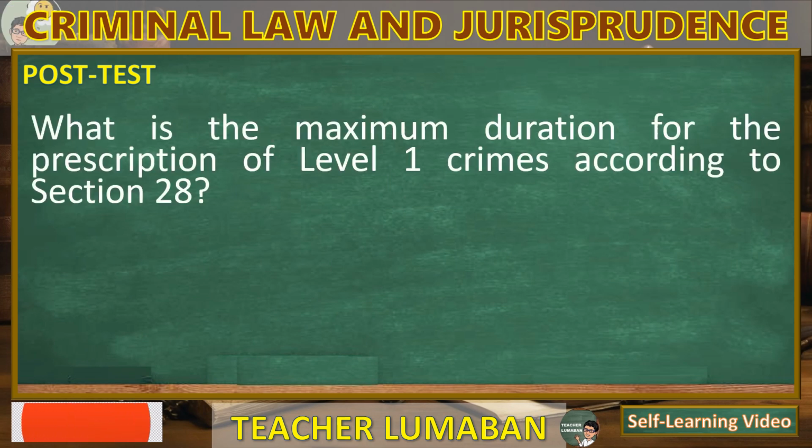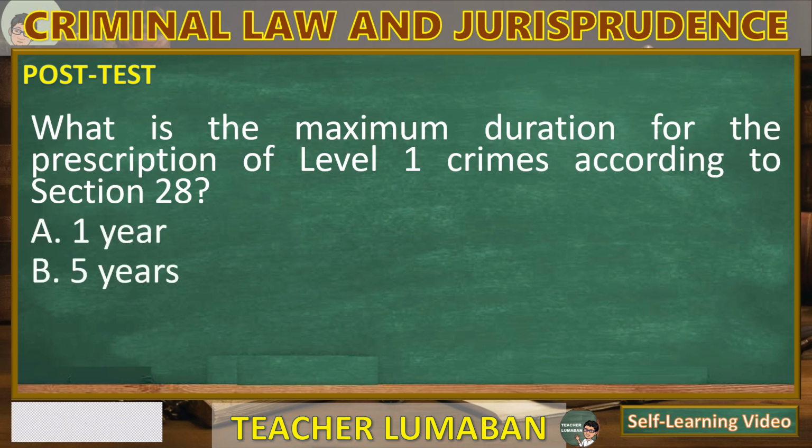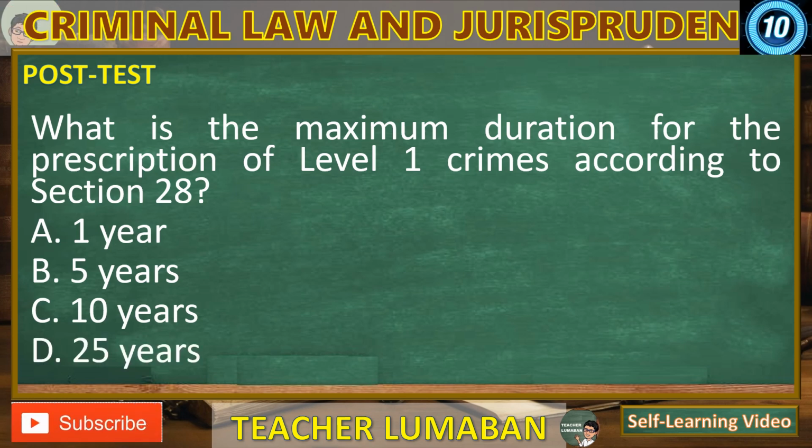What is the maximum duration for the prescription of Level 1 crimes according to Section 28? A. 1 year. B. 5 years. C. 10 years. D. 25 years.